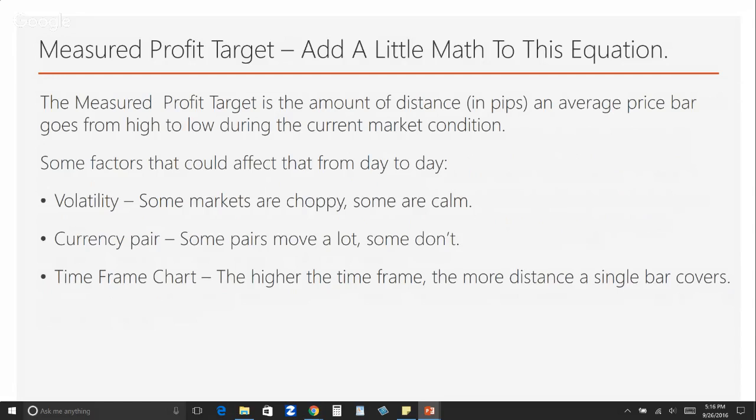Not the biggest one on your chart, not the littlest one on your chart, but just an average for the current market condition. All right, and there are some factors that could affect that from day to day. So it's going to change throughout the day and from day to day, certainly from pair to pair and from time frame to time frame. So volatility, some markets are just choppy and others move in a more calm pattern. Currency pairs, some of them move a lot, some of them don't. And of course, the time frame, the higher the time frame, the more distance a single bar can cover. So it's going to affect the whole trade setup, and how much you think that setup can produce in terms of profit.